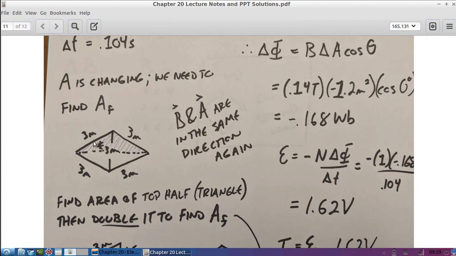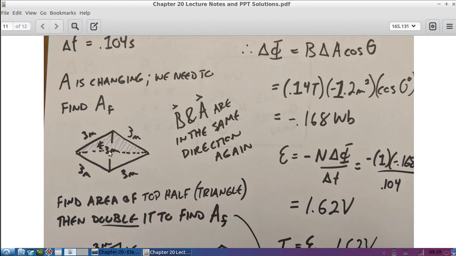So what I'm going to do is find the area of this top half, right? I've got the base of this triangle, and I've got these two sides right here. So all I need to do is find that height. It's going to be a right triangle, so I think I can find that height using the Pythagorean theorem. If this is 3 meters, the height is actually half of those 3 meters. So this height is 1.5 meters.